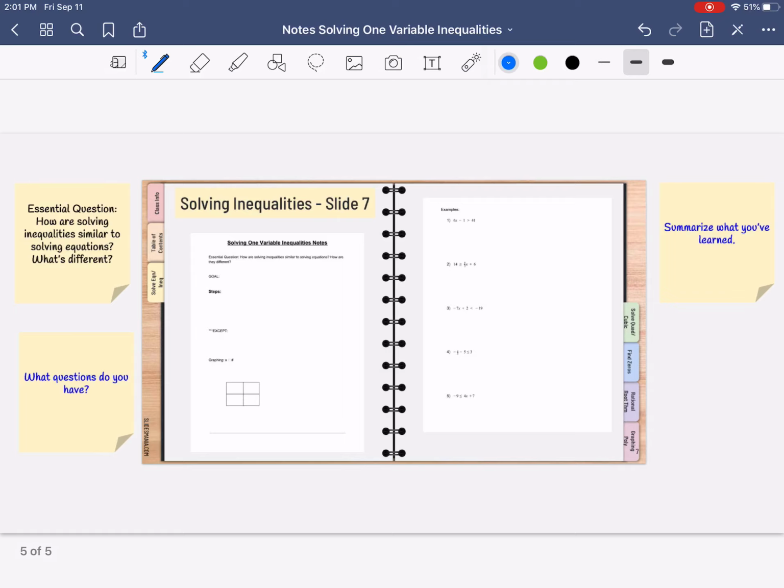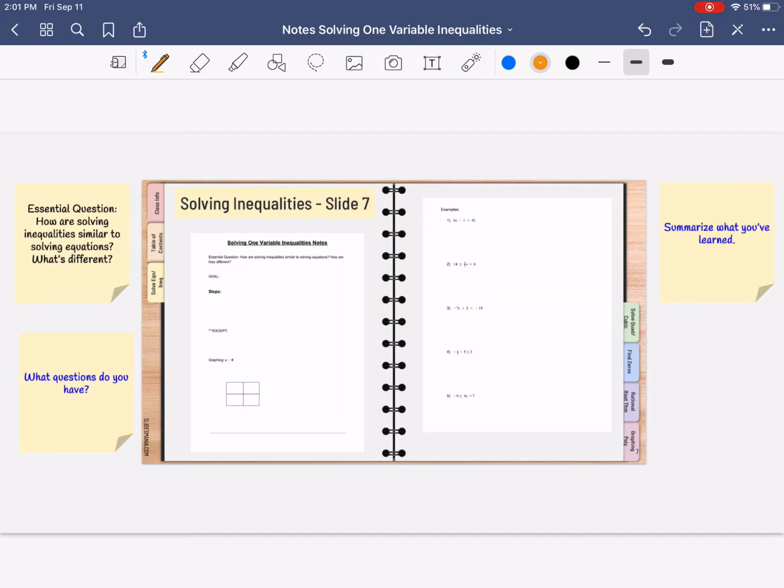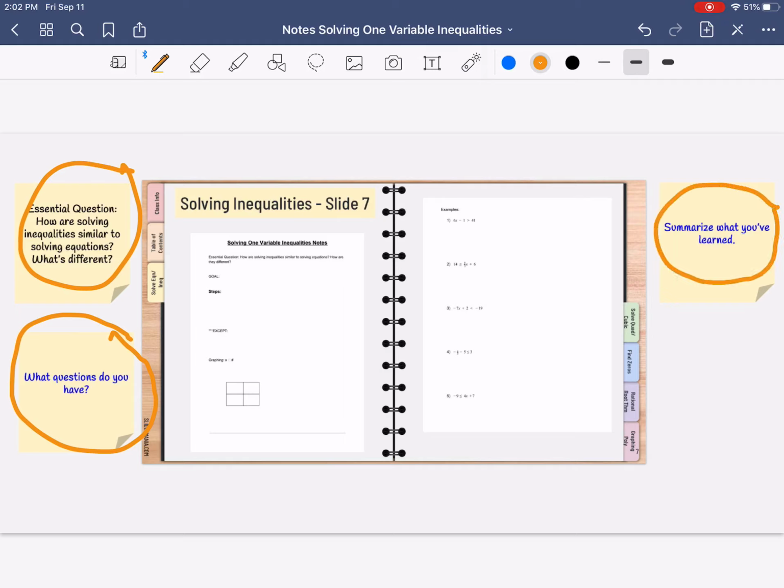All right, so here's how it works. You're going to get your digital notebook, open to slide 7. You want to do it right away. You're not waiting until another time. You already have the essential question written down, so I didn't make you write it again. If you came up with any questions while you were watching your video notes, you can type them right here so that you remember to ask them in class. And then over here, you summarize what you learned or just summarize what the notes are. You can answer the essential question.